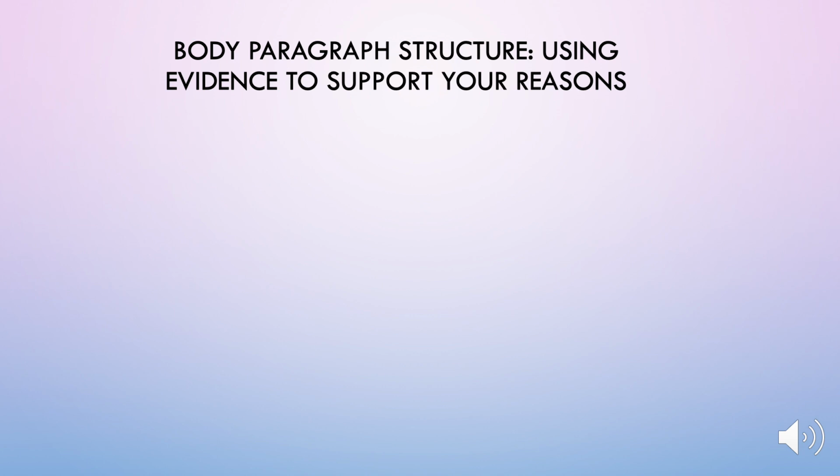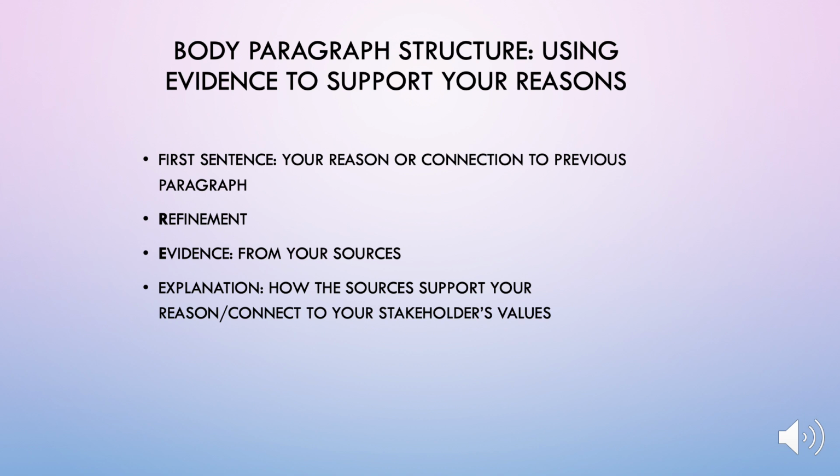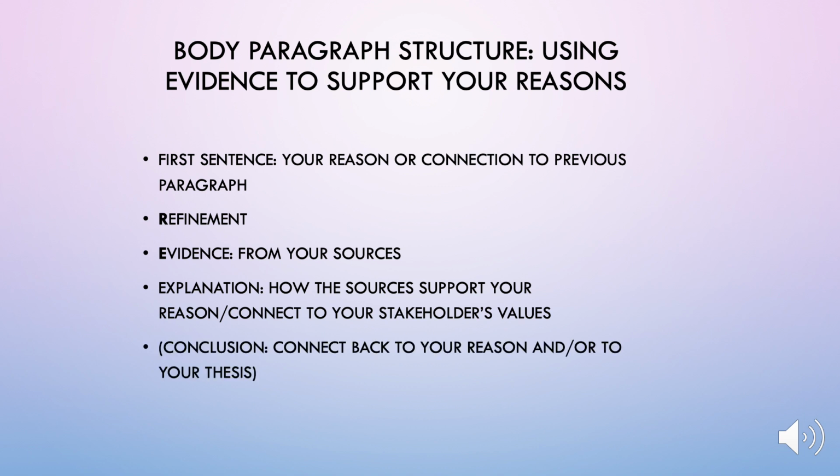So the basic outline of each paragraph of your argument should look a bit like this. Your first sentence will state the reason that you're discussing in that paragraph and or connect to the previous paragraph. You'll then refine that reason, and you'll provide evidence from your sources that exemplify it, and then you'll explain each piece of evidence that you provide, so how it supports your reason and or your thesis. And then you'll give a conclusion for that paragraph and then lead your reader into the next paragraph or reason.